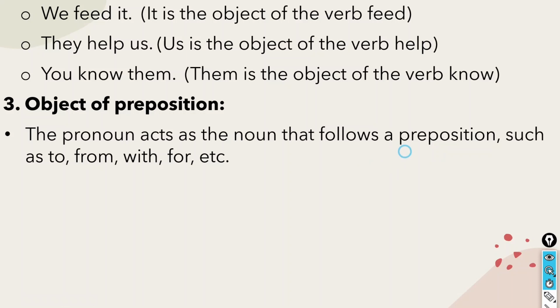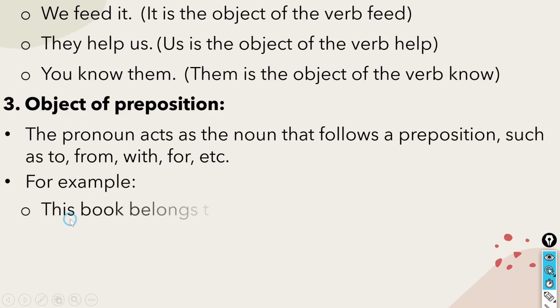This is just the tip of it, where we are given a preview of what prepositions are, like to, from, with, for. So when a pronoun is acting as the object of a preposition, then the pronoun acts as the noun that follows a preposition such as to, from, with, for, etc. You find that a pronoun will come after the word to, after the word from, after the word with, after the word for. When it comes after these, then such a pronoun is acting as the object of a preposition.